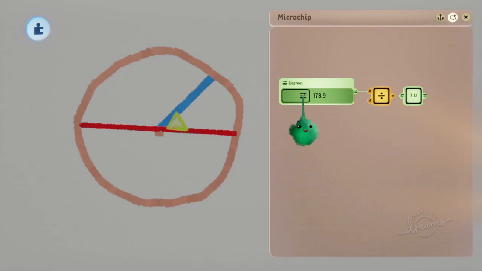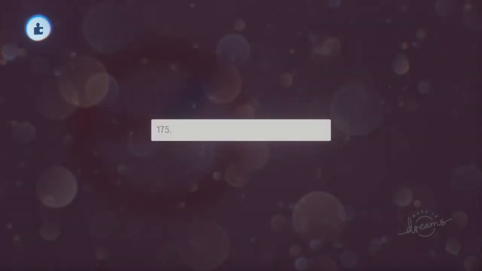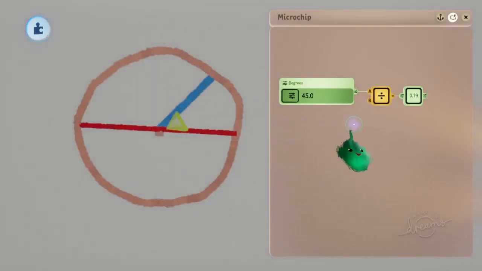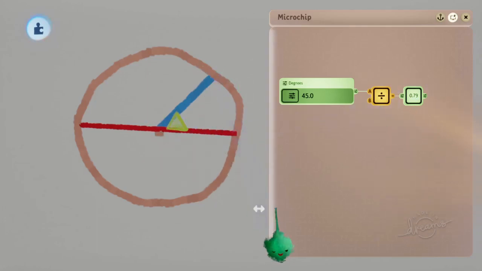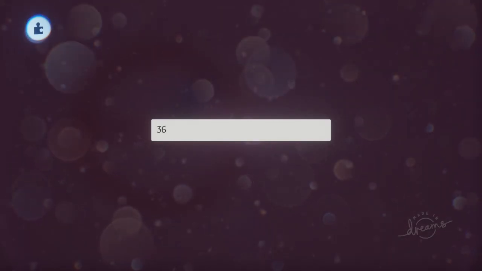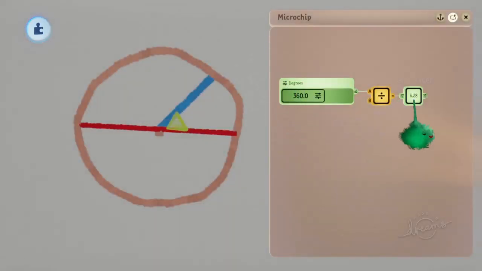So now if we go 45 degrees, that's 0.79, and that's that amount of angle going round, because that's 45 degrees and it's 0.79 of a radian. And then if we put 360 degrees, that'll be 2 pi, which is 6.28. That's the full circle. Cool, so that's how you can convert to radians.